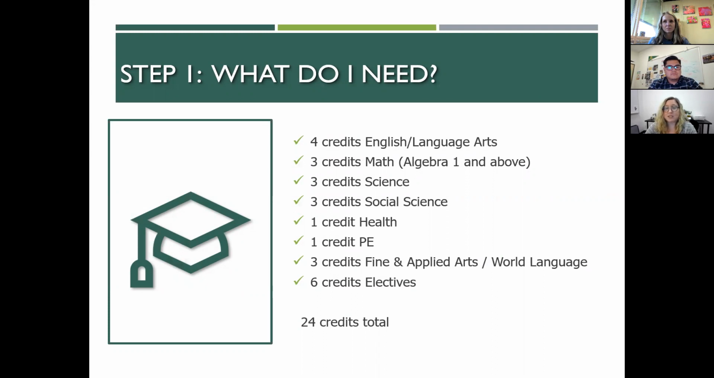Remember that each semester you have the opportunity to earn half a credit for each class that you take. A couple of things to remember. If you fail English, you'll have some opportunities to either retake English or do credit recovery. And we're going to talk today about each one of these credit areas.